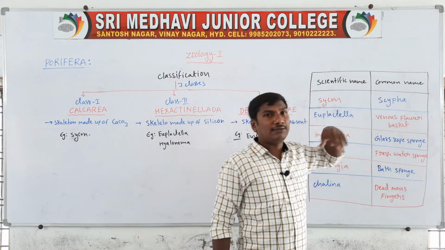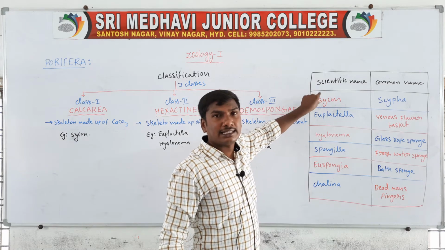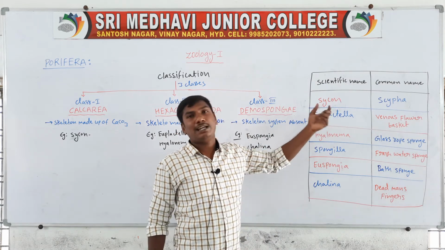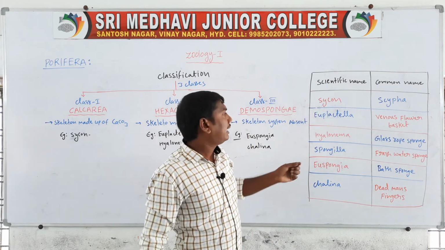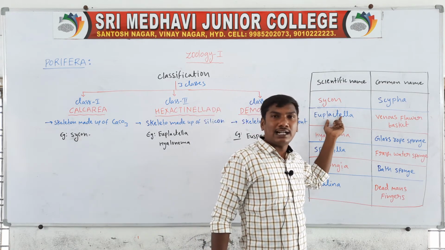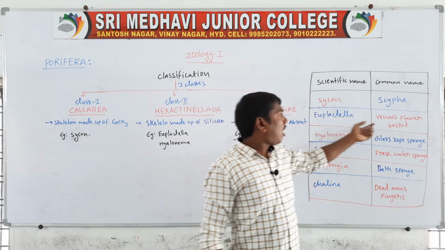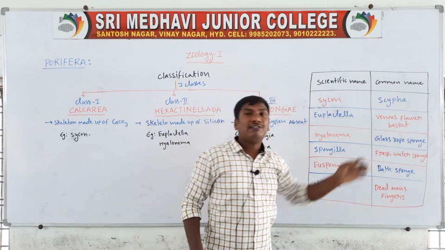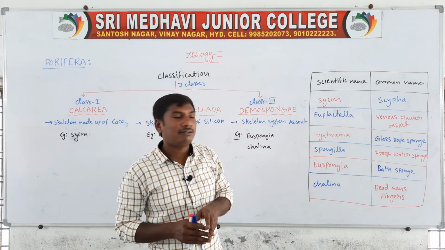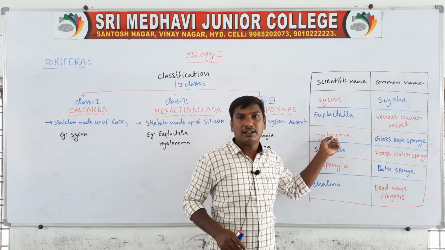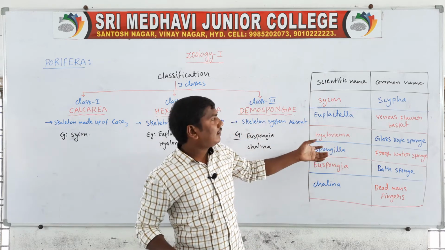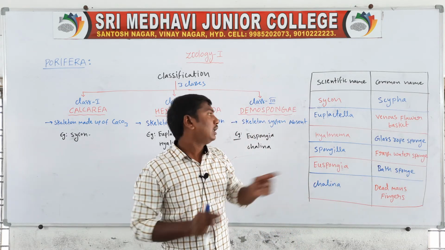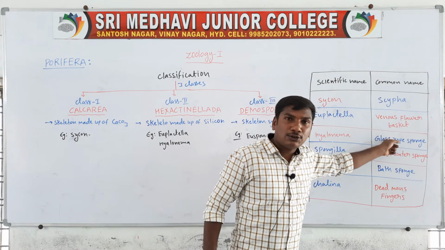Next one, the scientific names and common names of these phylum Porifera animals. First, Sycon. The common name is Scypha. Next, Euplectella. The common name is Venus flower basket. Third one, Hyalonema. The common name is glass rope sponge.